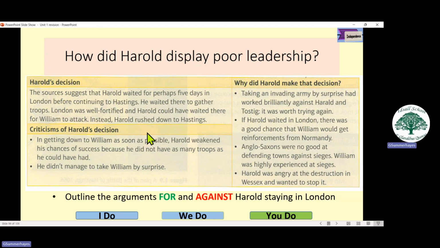Harold, in contrast, was less good. He should have got more troop reinforcements. Although some people say that he should have actually been even quicker to get to Hastings. Either way, he tried to get there and take them by surprise. It worked against Harald Hardrada. It didn't work against William.